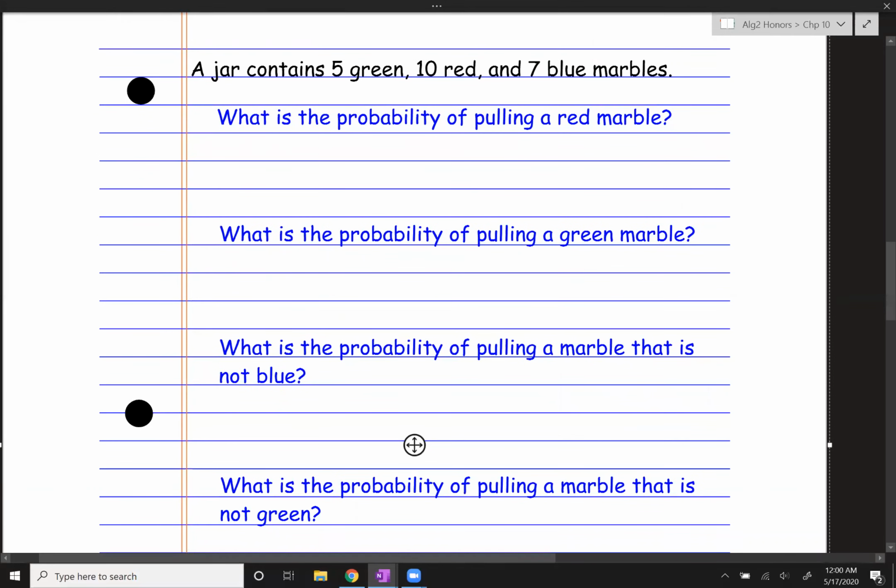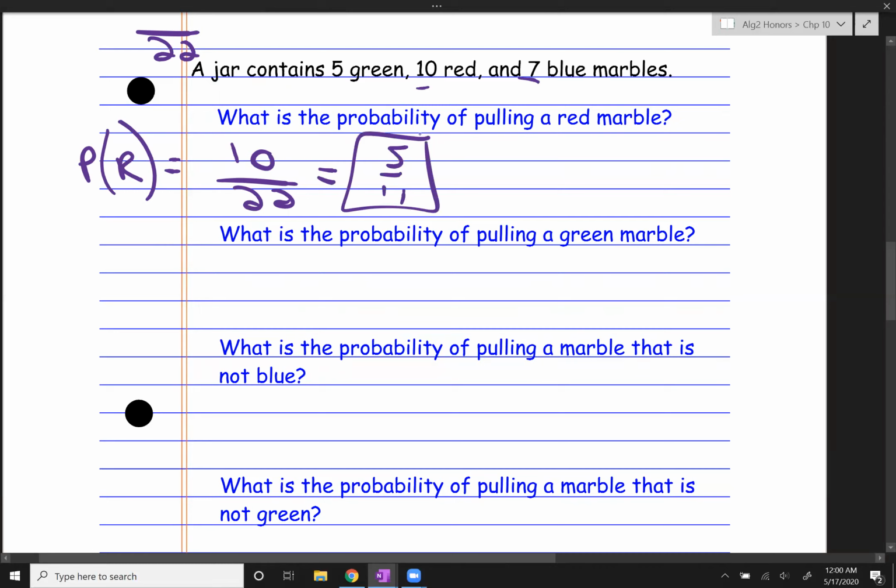All right, so how many marbles do we have? 5, 10, or 15, 22. That's one thing I like to get before we get into anything else, just figure out what we are dealing with. Probability of getting a red. There are 10 red ones. All right, so that's 5/11ths. Just saying 10 out of 22 would work, but 5/11ths is reducing, and we like to reduce those.